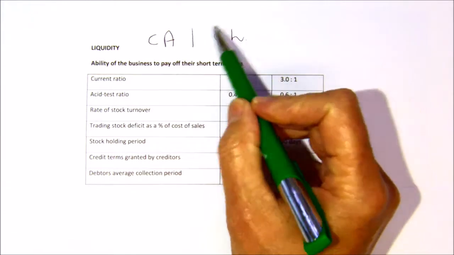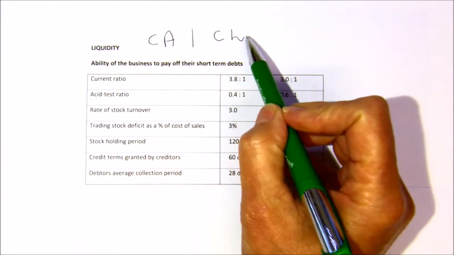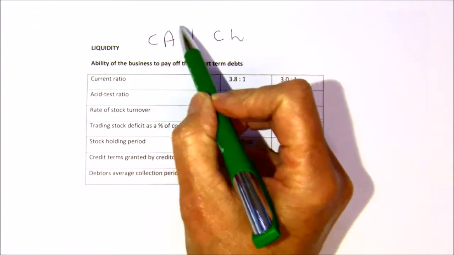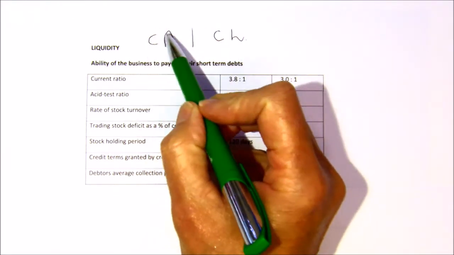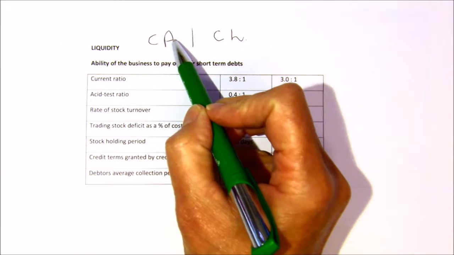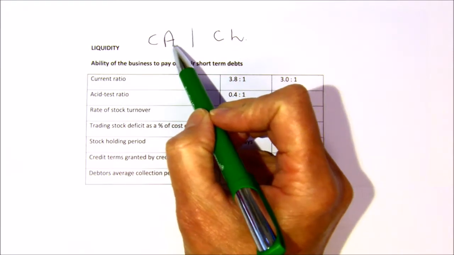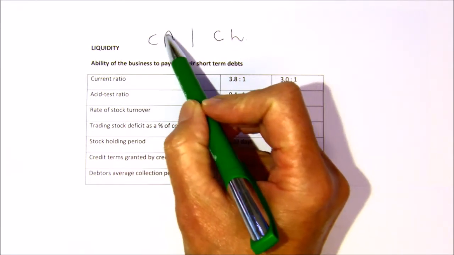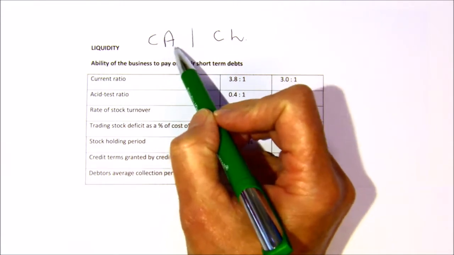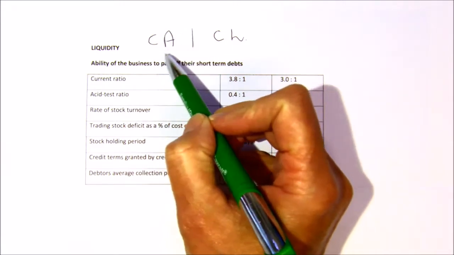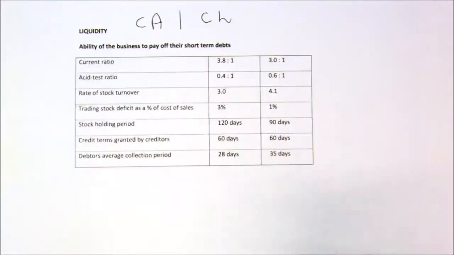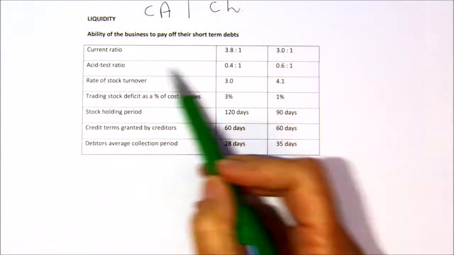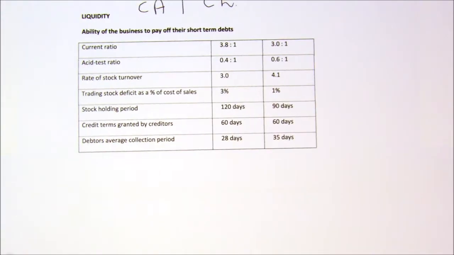So your current liabilities will show your short term debts, and have you got enough current assets to pay off all of those? Now remember, your current assets is made up of your inventories, your trade and other receivables, and your cash and cash equivalents. So it's not just cash, because the debtors will pay you and your inventory will be sold and convert back into cash.